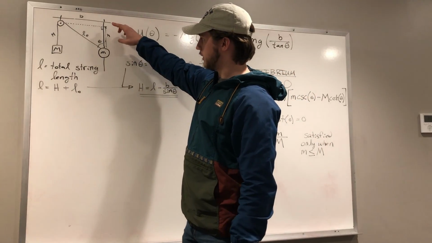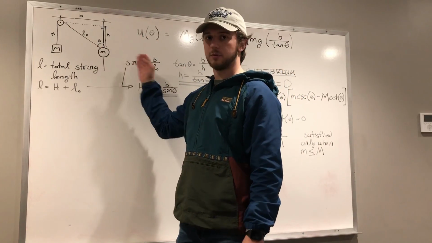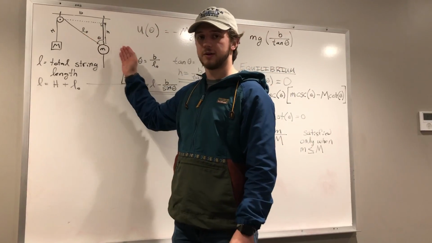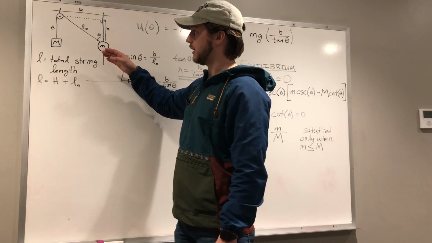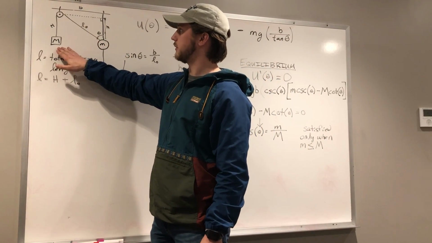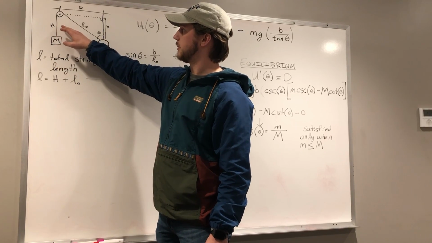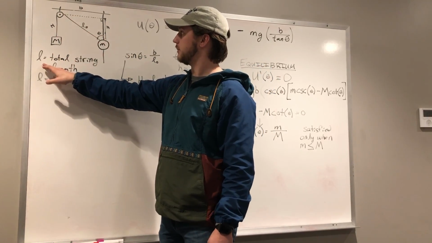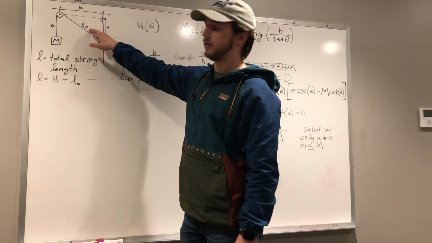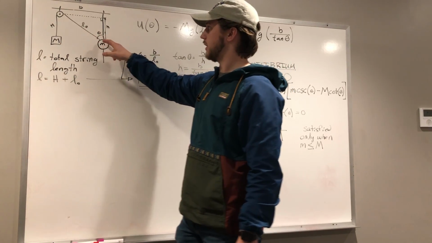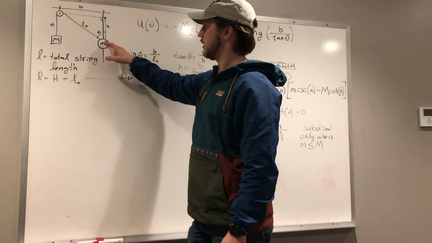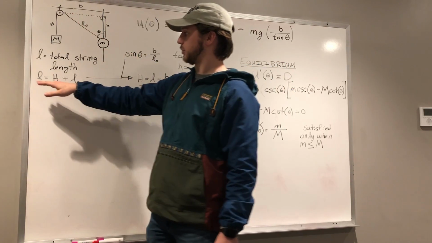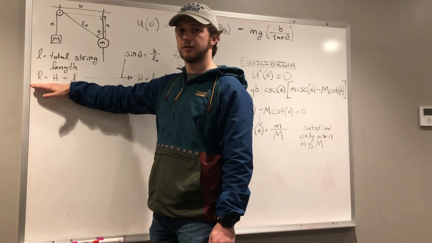Little m is situated on a rod which can't translate in x, but can translate in y. And then big M is on a pulley here, attached to a string with total length L. I've denoted this L naught as the intermediate length here between the pulley and little m. And then through this expression, we can get large M.